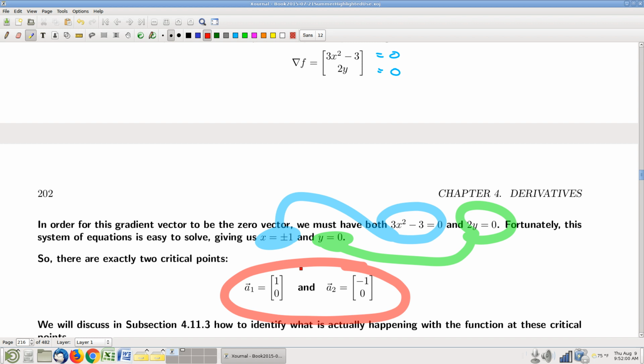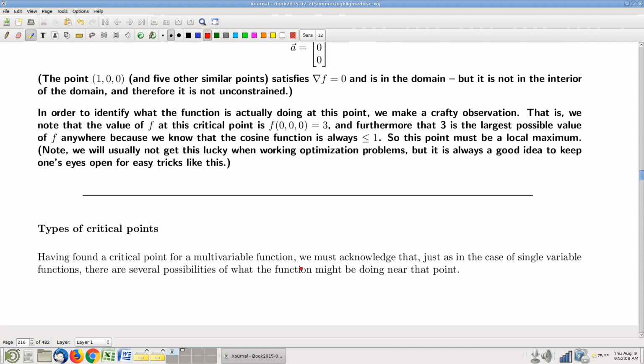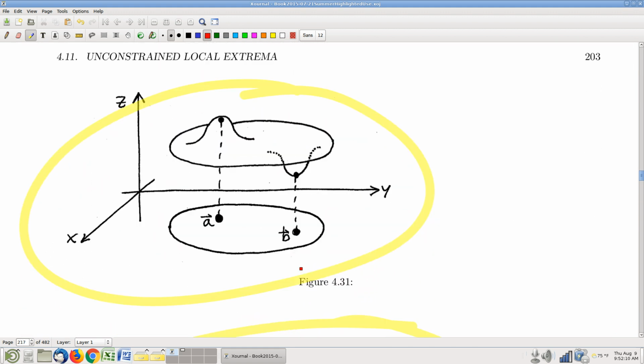These are the only possible local maxes. Everything else couldn't possibly be a local max. All right, now, what is going on at those points? Well, now, here begins a weird discussion.